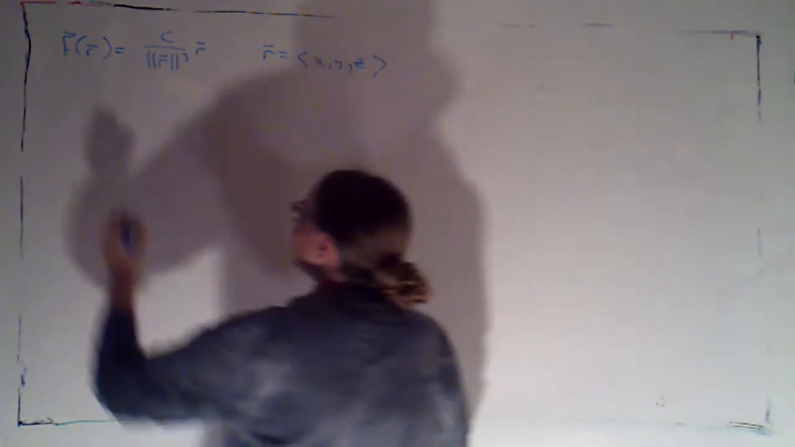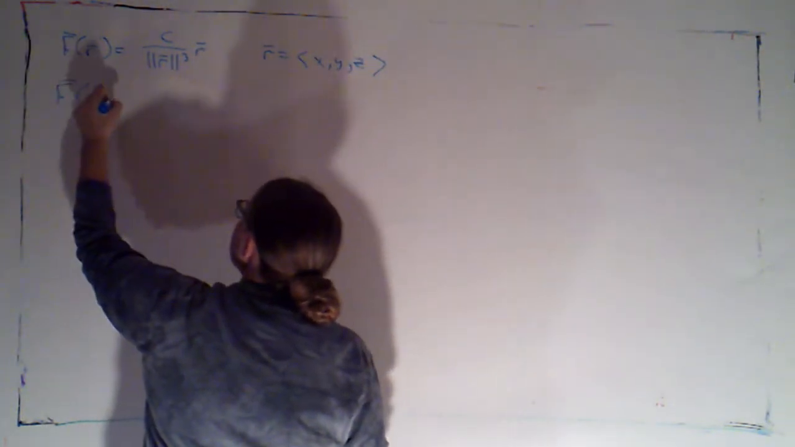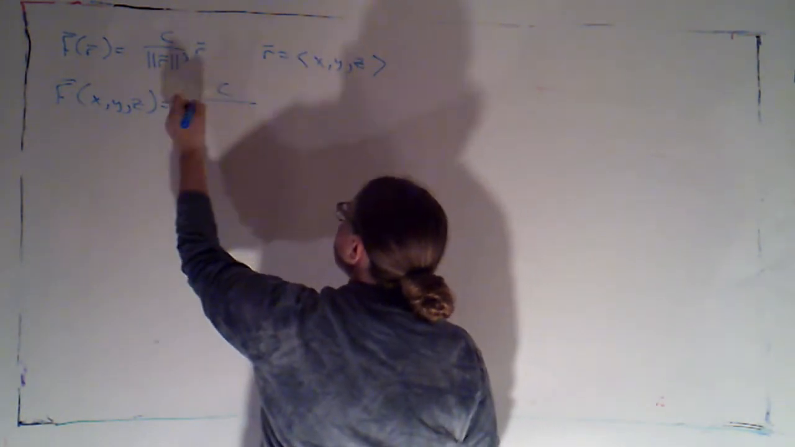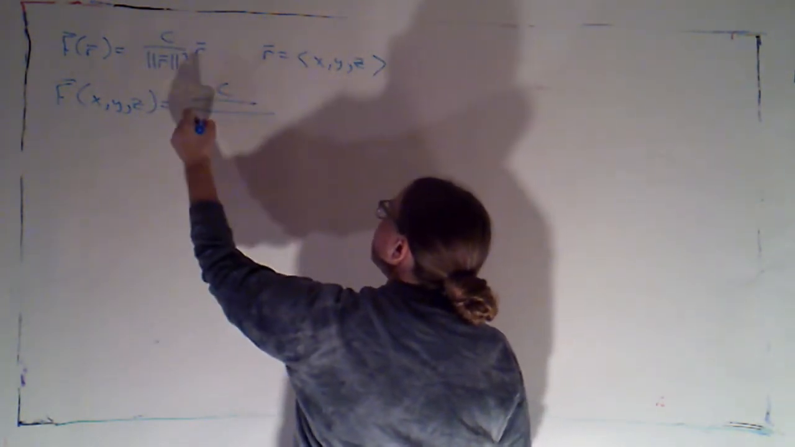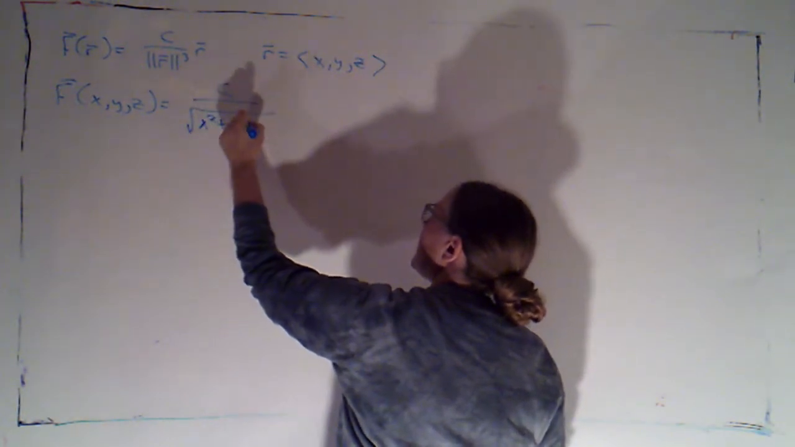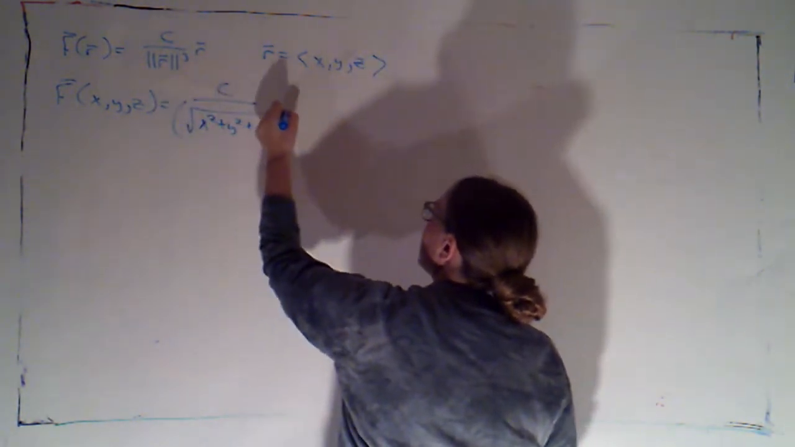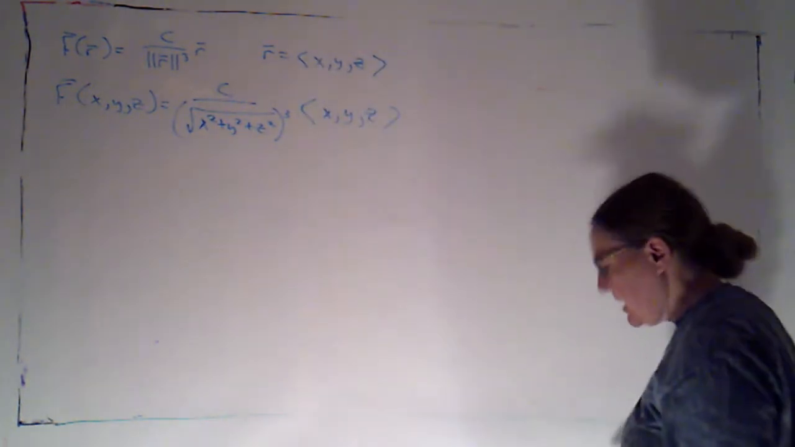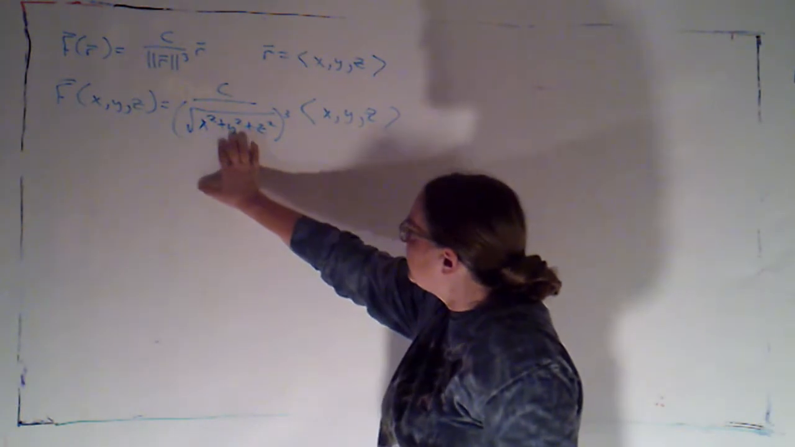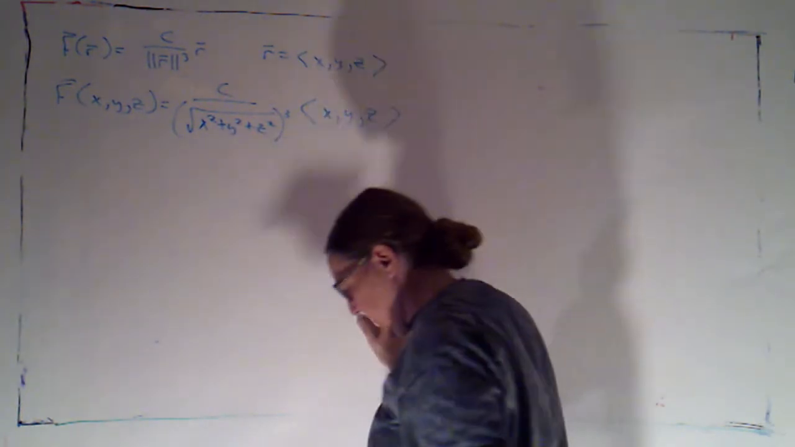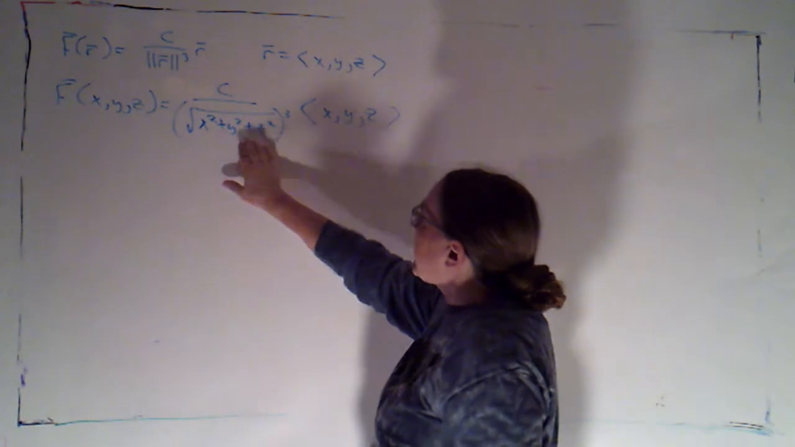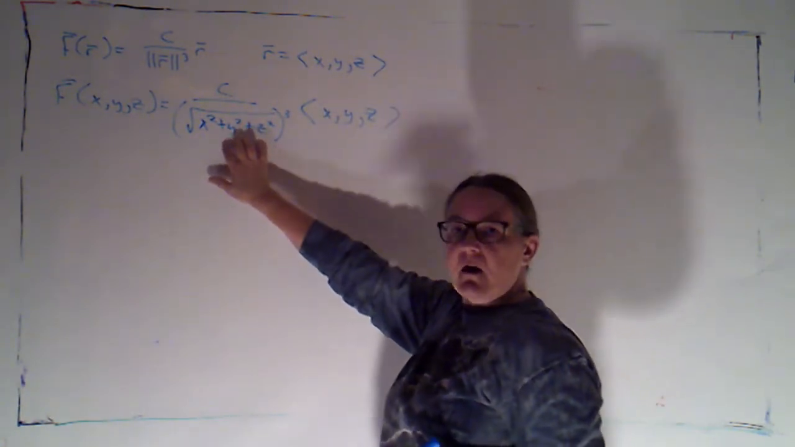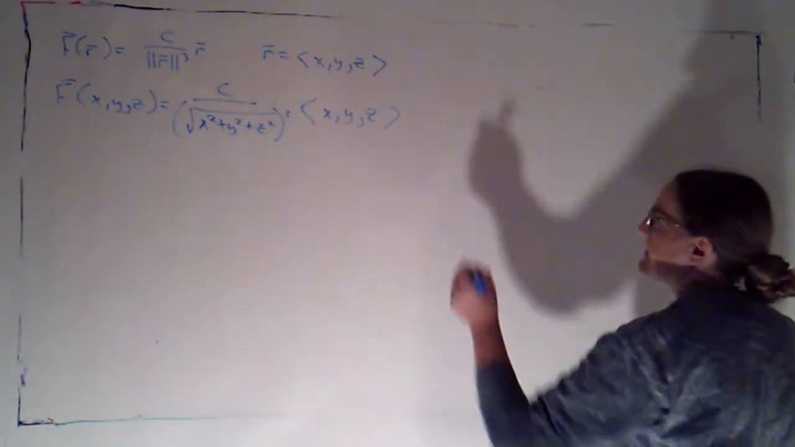Welcome back. Okay. So if I wanted to write f in terms of x, y, and z, I would say, okay, that's c over the magnitude of r, which is just the square root of x squared plus y squared plus z squared. We're cubing that. And then that's times x, y, z. So this scalar valued function here, I'm going to distribute to each of these components. And as I do that, I'm just going to rewrite this as x squared plus y squared plus z squared all to the negative 3/2.